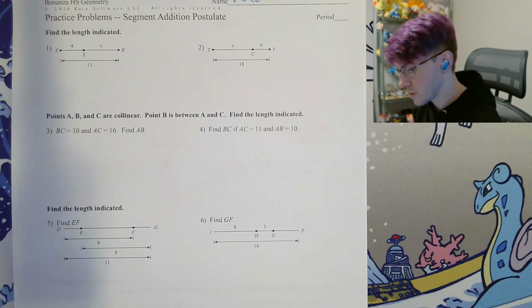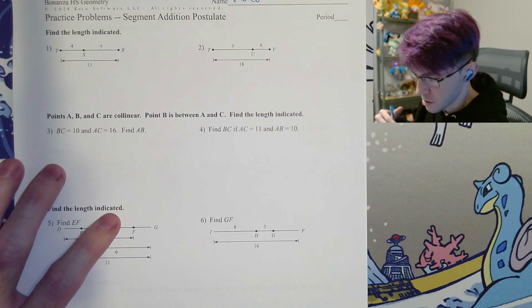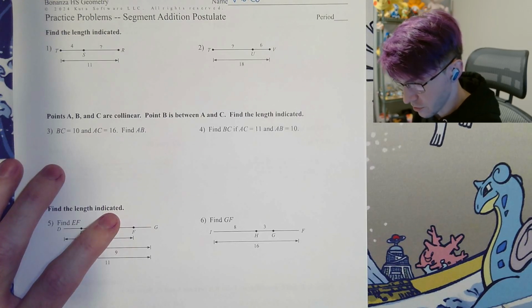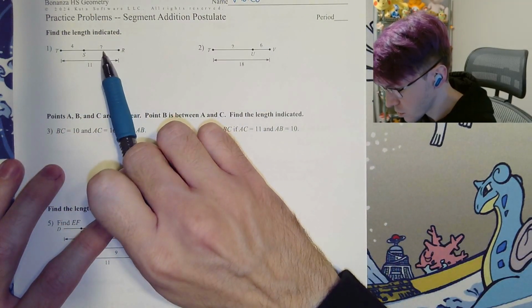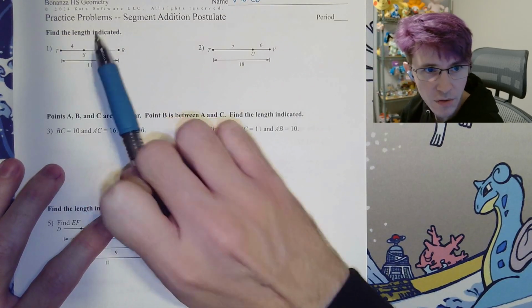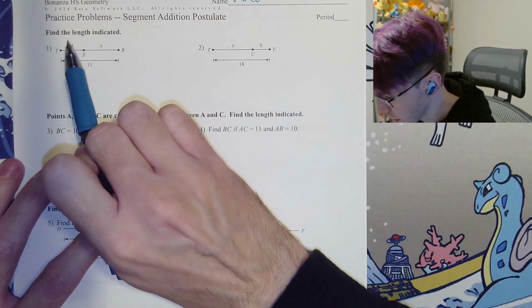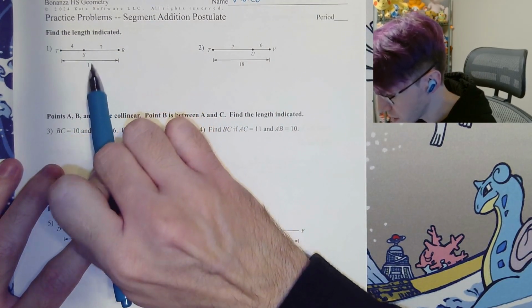We're doing our practice problems on the segment addition postulate. So let's just hop right into this. It says find the length indicated. The indicated length is this question mark here, and the whole concept behind the segment addition postulate is that this one plus this one equals this one.